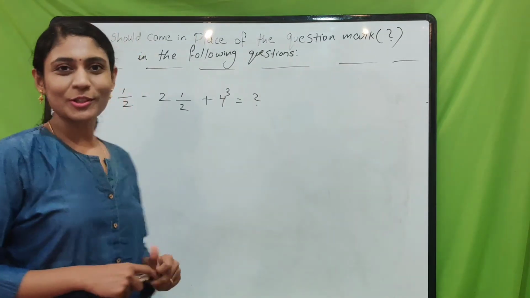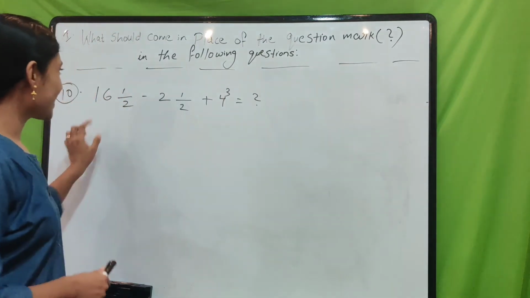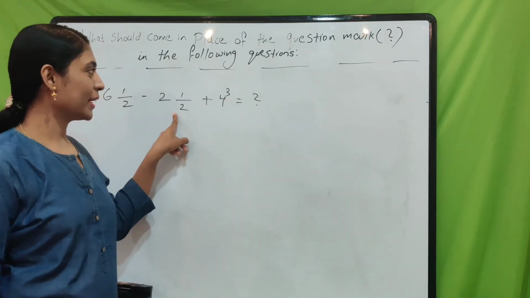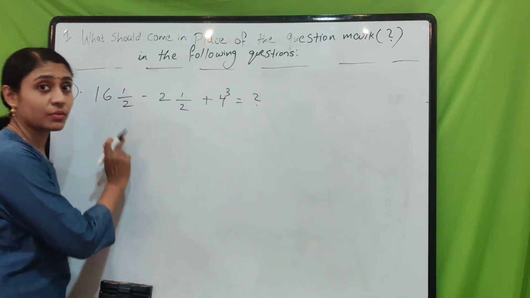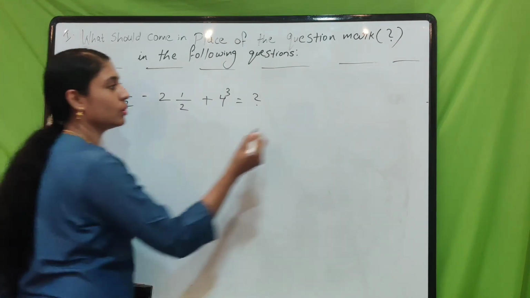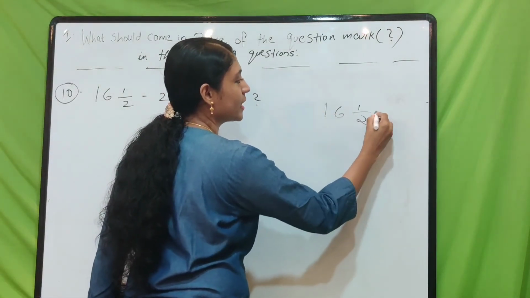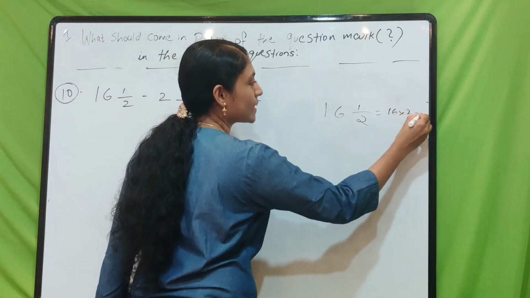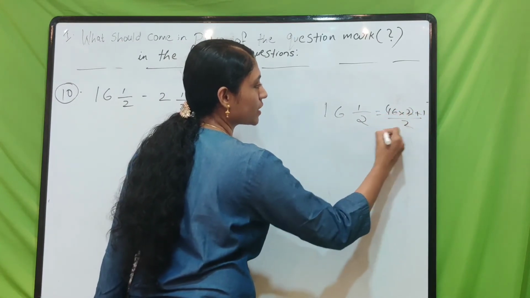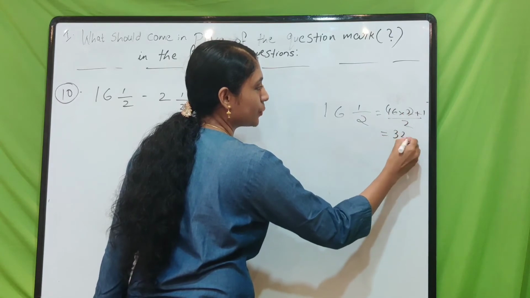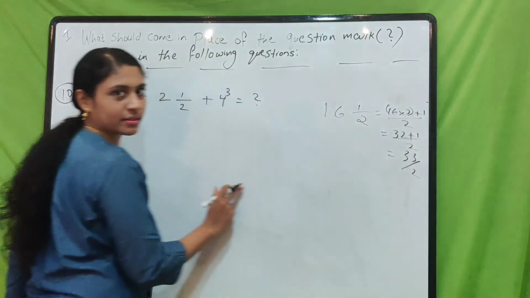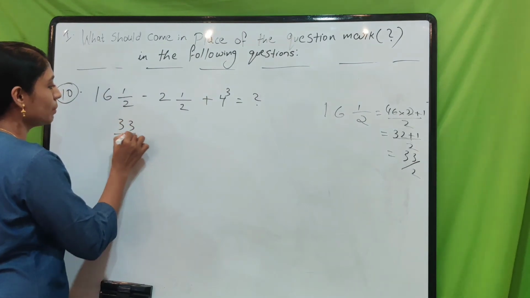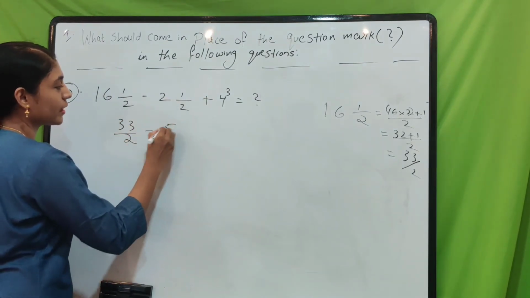Now friends, we are moving on to the 10th question. 16 1 by 2 minus 2 1 by 2 plus 4 cube equal to question mark. Okay? And we know that 16 1 by 2 is 33 by 2. How? 16 1 by 2 can be written as 16 into 2 plus 1, right? By 2, which is 16 into 2, it is 32 plus 1 by 2, which is 33 by 2, right?